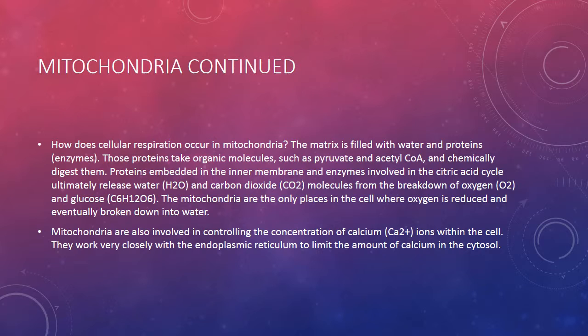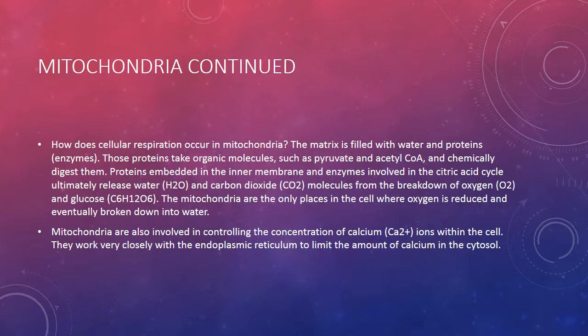Mitochondria continued. Exactly how does cellular respiration occur in the mitochondria? The matrix is filled with water and proteins or enzymes. Those proteins take organic molecules such as pyruvate, inositol, CoA enzyme, and chemically digest them.